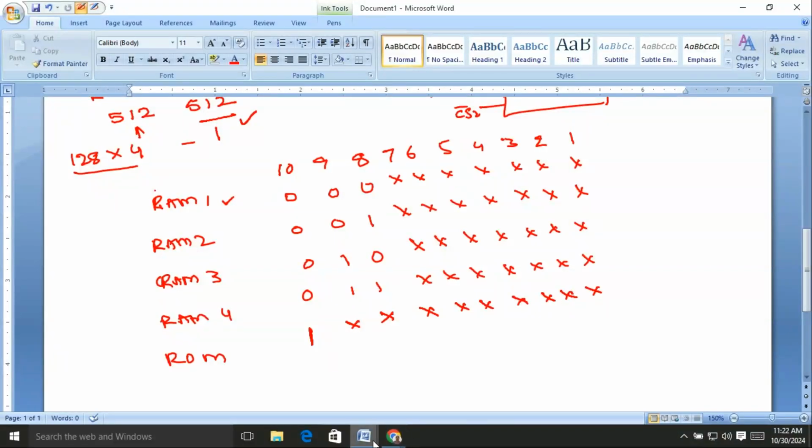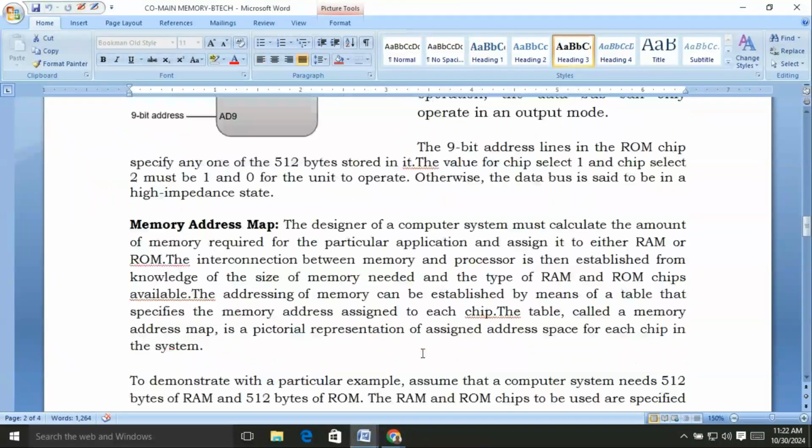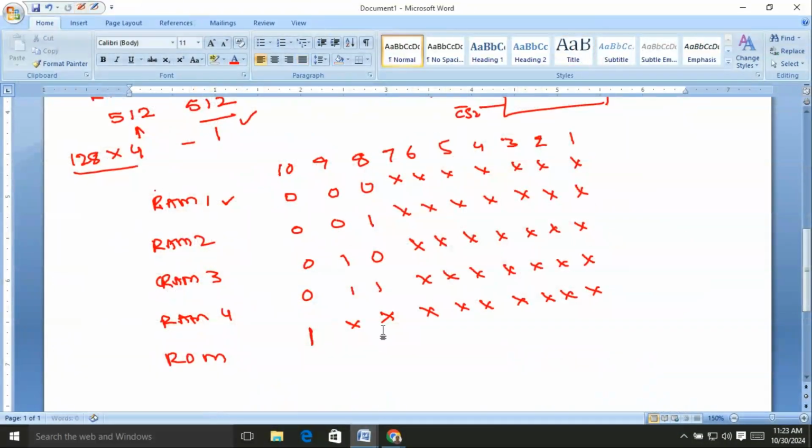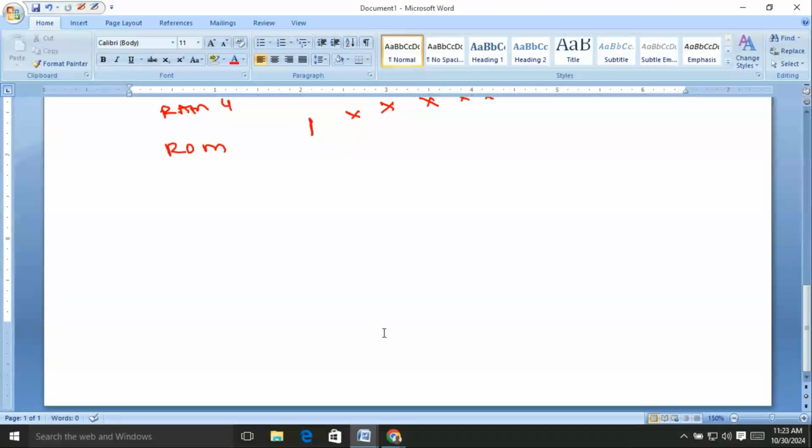I show the table which is expressed in the textbook. Dear friends, please observe this. This is the first chip, where the 7 bits are used, and 00 is the first chip, 01 the second chip, 10 the third chip, 11 the fourth chip. The 10th bit is enabled for the ROM chip. In this way we interconnect the RAM and ROM chips.